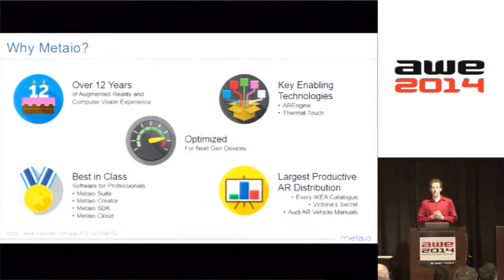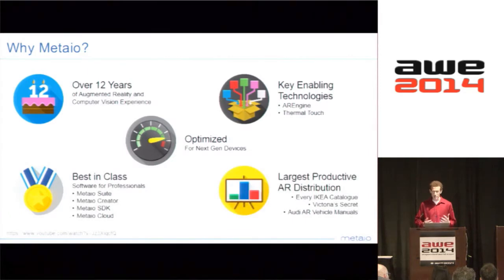So Metaio is the augmented reality company. For the last 12 years, this has been our core competency. Our passion is developing computer vision algorithms and augmented reality technology to create these kind of applications. We're constantly doing research and development into new technologies. For example, you may have heard recently in the news, we announced thermal touch as a new technology that we're developing. And you'll be able to try that out at the Expo tomorrow.